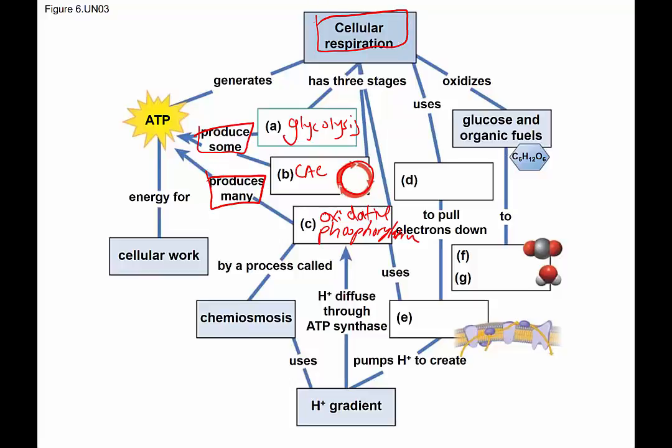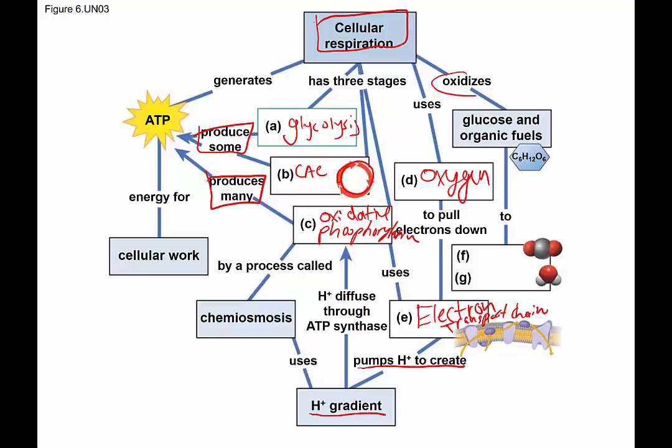Okay. So next, we're going to go to D. So cellular respiration uses something. So it uses oxygen. And it uses oxygen to pull electrons down the electron transport chain. And this pumps hydrogen ions or protons to create a proton gradient.